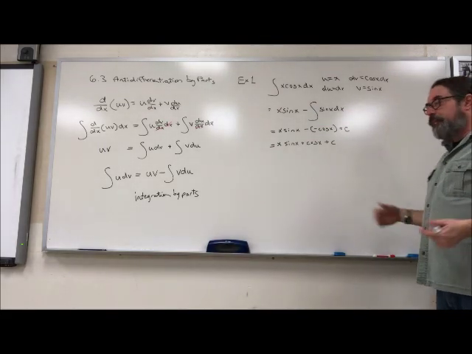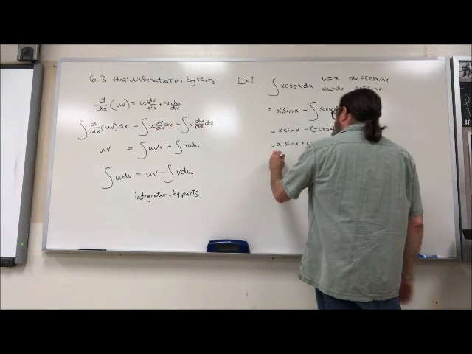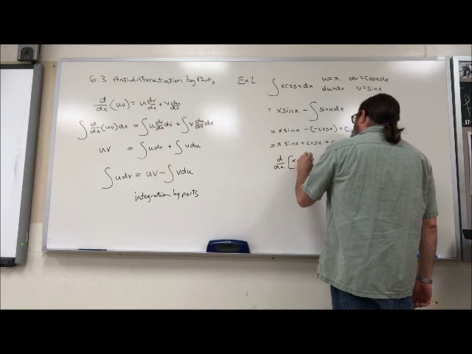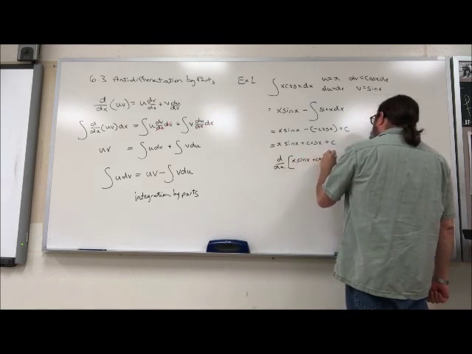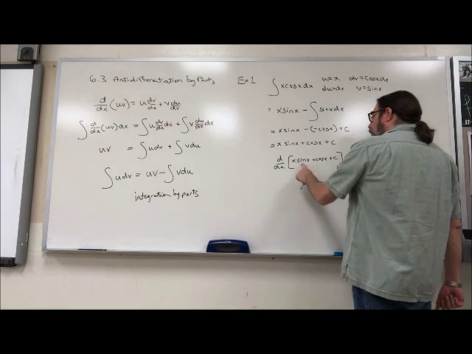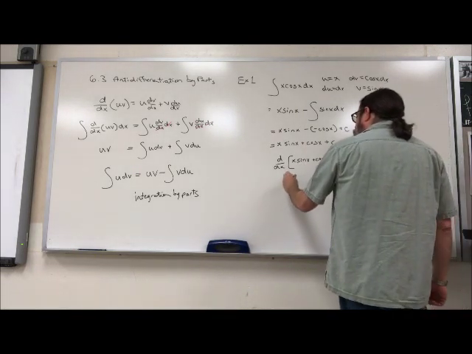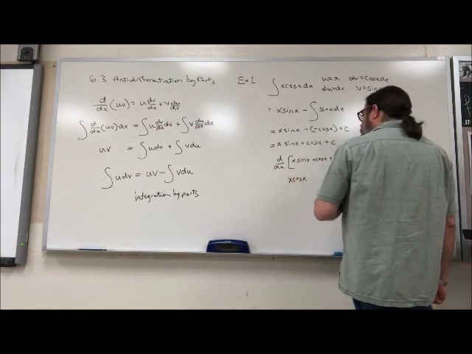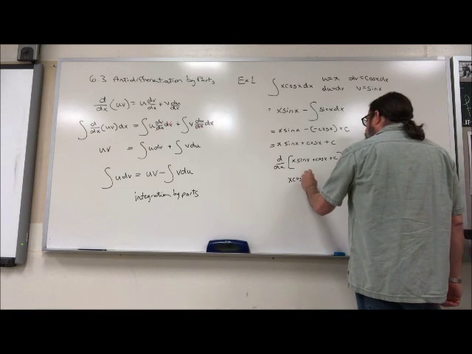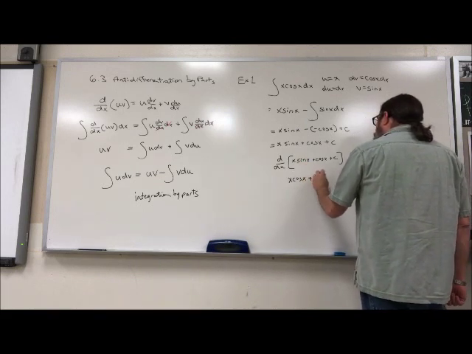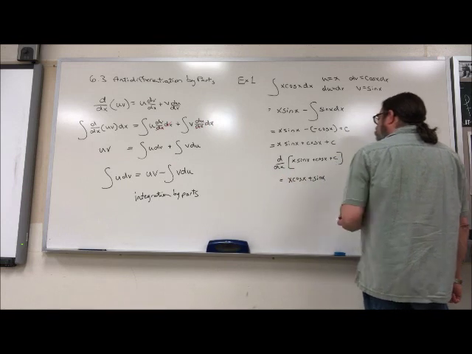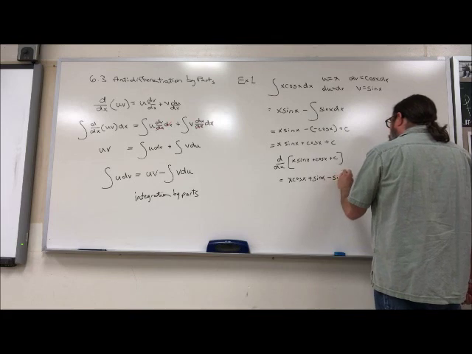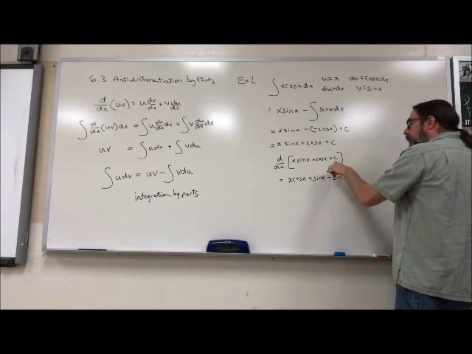Don't believe me? Take the derivative of it. d dx of x sine x plus cosine x plus c. Now, this is going to be a product rule, so it's going to be u times v prime, which is cosine x, plus v, which is sine x, times u prime, which is 1. And then the derivative of cosine x is minus sine x. And of course, the derivative of a constant c is 0.